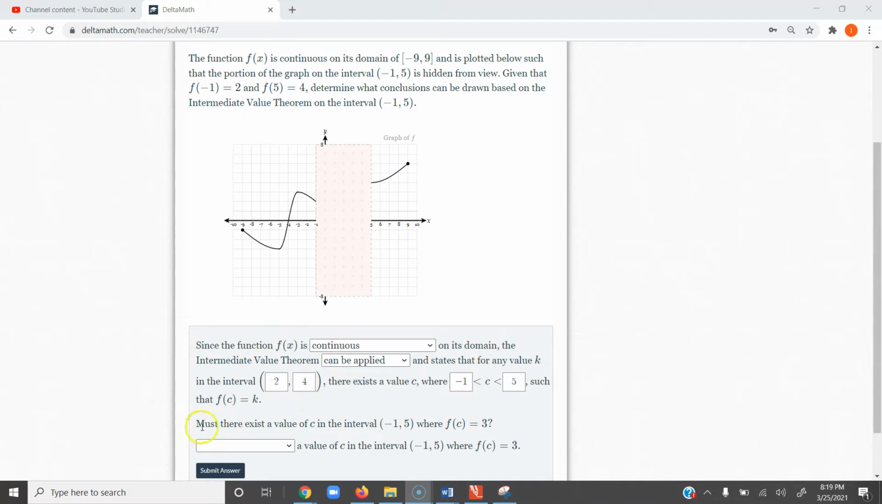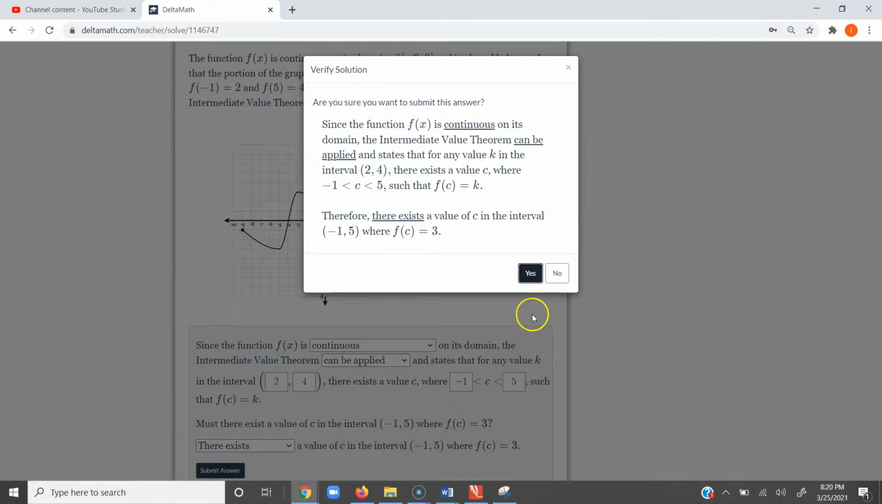Now here's the million-dollar question. Must there exist a value of c in the interval -2 to 5 where f of c equals 3? Well, 3 is between 2 and 4, right? So essentially, if I drew a line here, I'll actually draw that line in. This line is at y equals 3. It's asking whether the function has to cross that line. And if the function is continuous, it obviously does, right? So we're going to say there exists a value of c in the interval where f of c equals 3. And that's it. Okay.